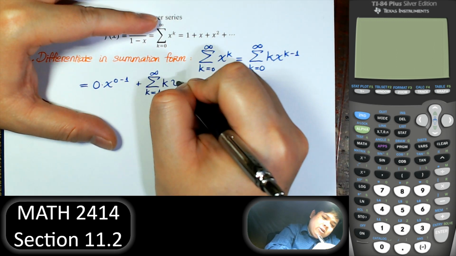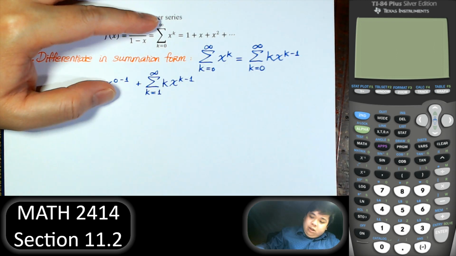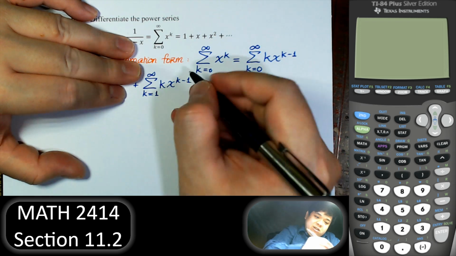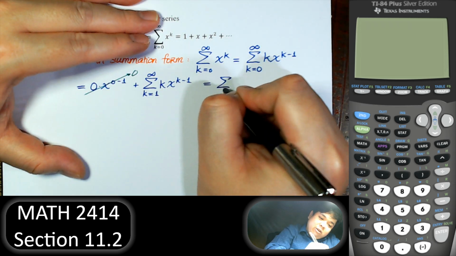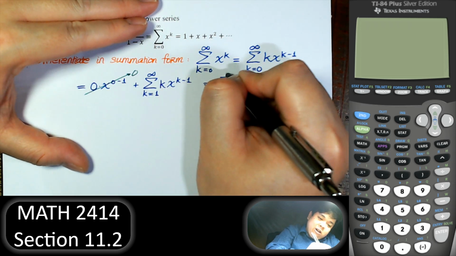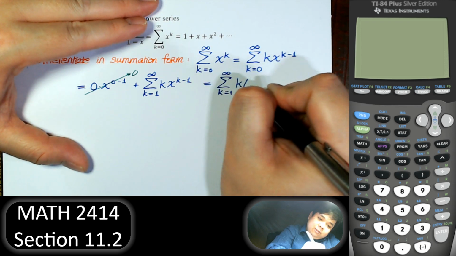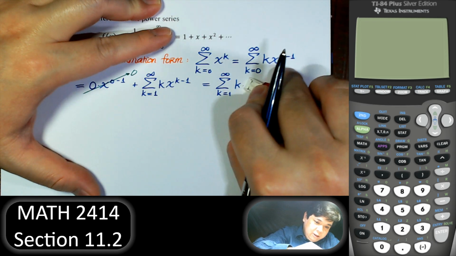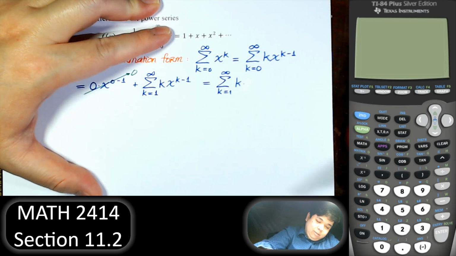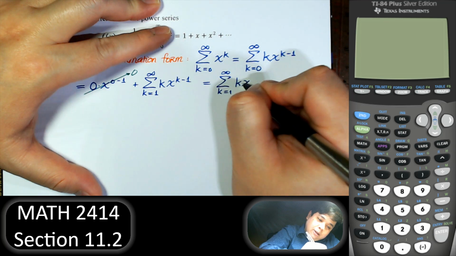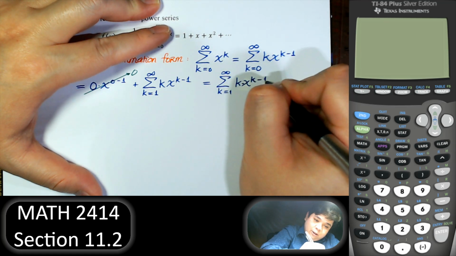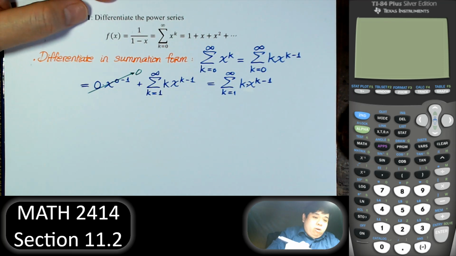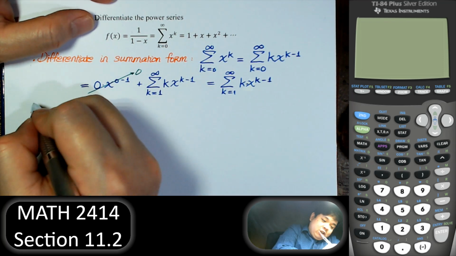So why do we write like that though? Because 0 times anything is 0. So this is the answer. So in the summation form, the series will start from 1. Right. So if that is differentiate in the summation form, now we can differentiate term by term.